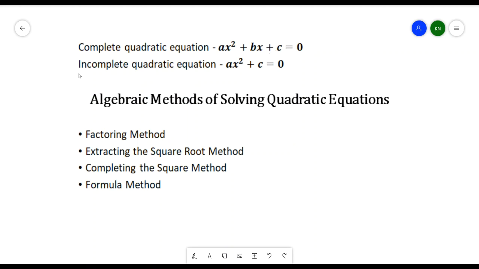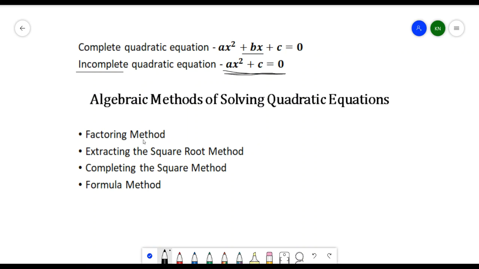We also have the incomplete quadratic equation, which takes the form of this one. We have just the highest exponent term, ax squared, plus the constant, and we don't have the bx anymore. If you see an equation that takes this form, it is still a quadratic equation. However, we call it the incomplete quadratic equation because we don't have the middle term.